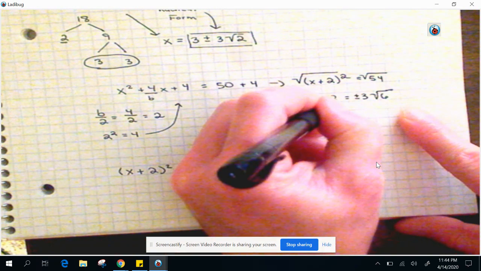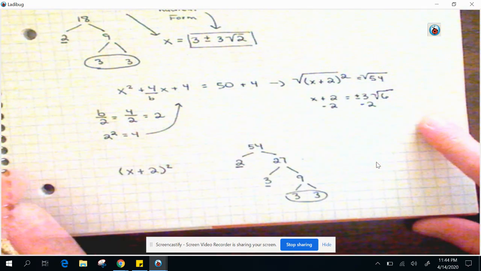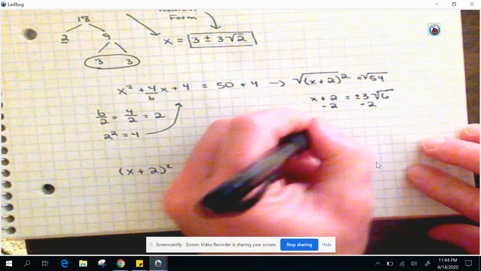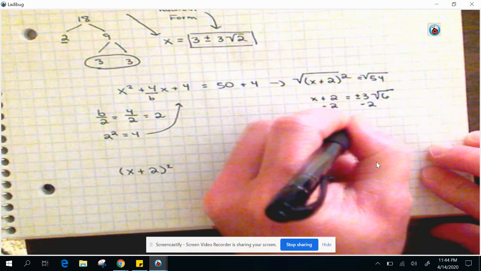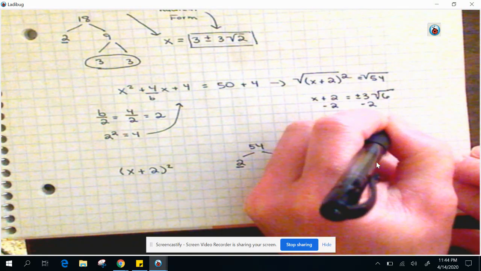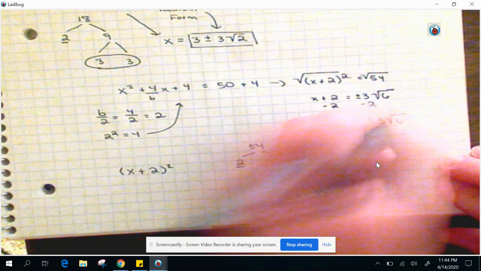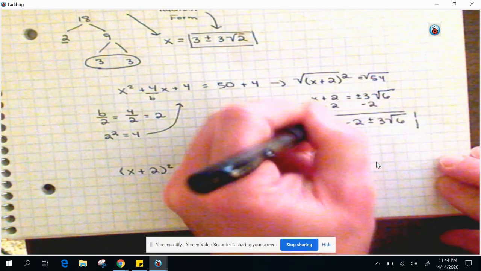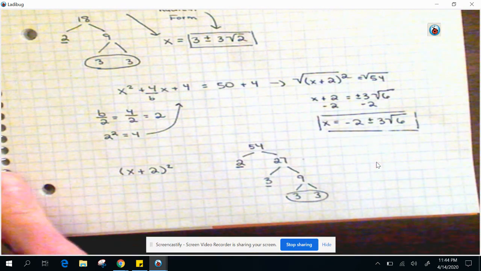Last step we have is to subtract 2 from both sides. And then we're going to write it one last time. So we have negative 2 plus or minus 3 times the square root of 6. Okay, and that would be our final answer.